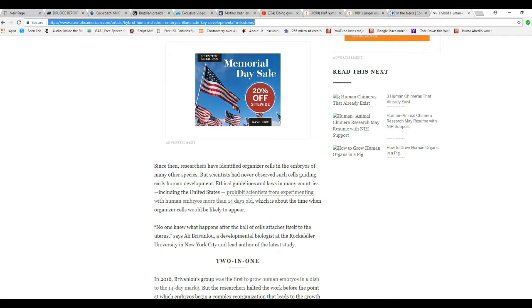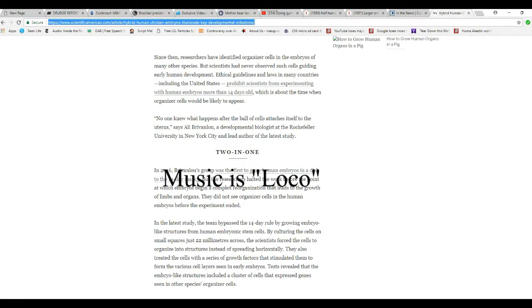No one knew what happened after the ball of cells attaches itself. The uterus says, it's called a zygote, you moron. It says Ellie Rivenlow, a developmental biologist at the Rockefeller University in New York City and lead author of the latest study.